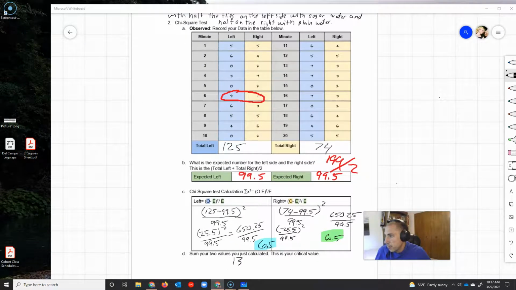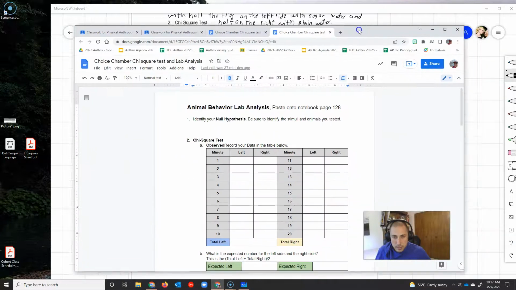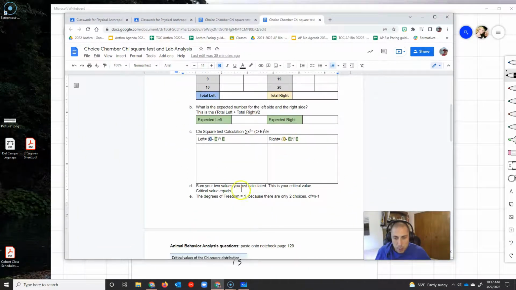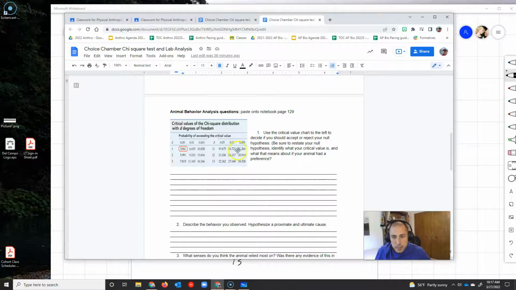And I go over to my lab analysis, scrolling down. That's where I go, 13. You want to highlight that, make it nice and easy to find. And it says, use the critical value chart to the left to decide if you should accept or reject your hypothesis. Let's zoom in just a second.